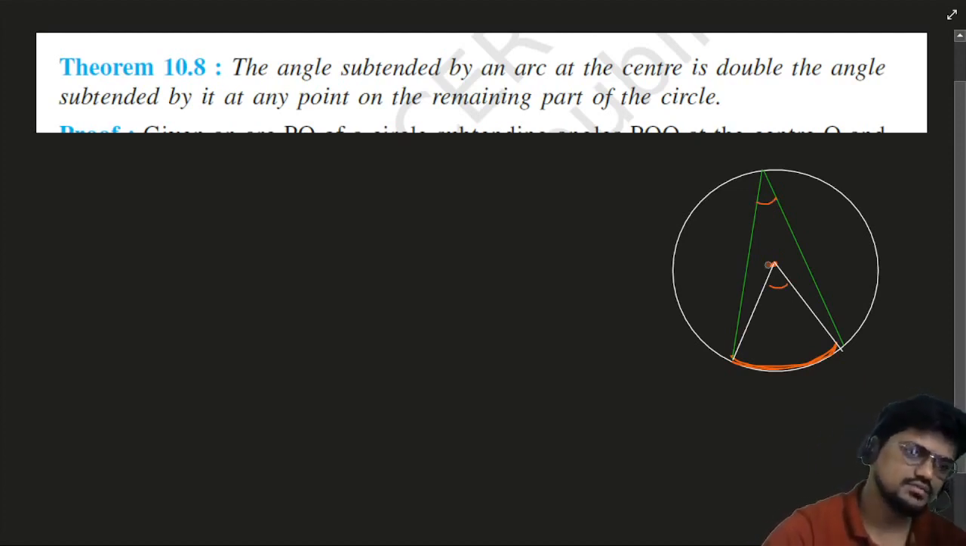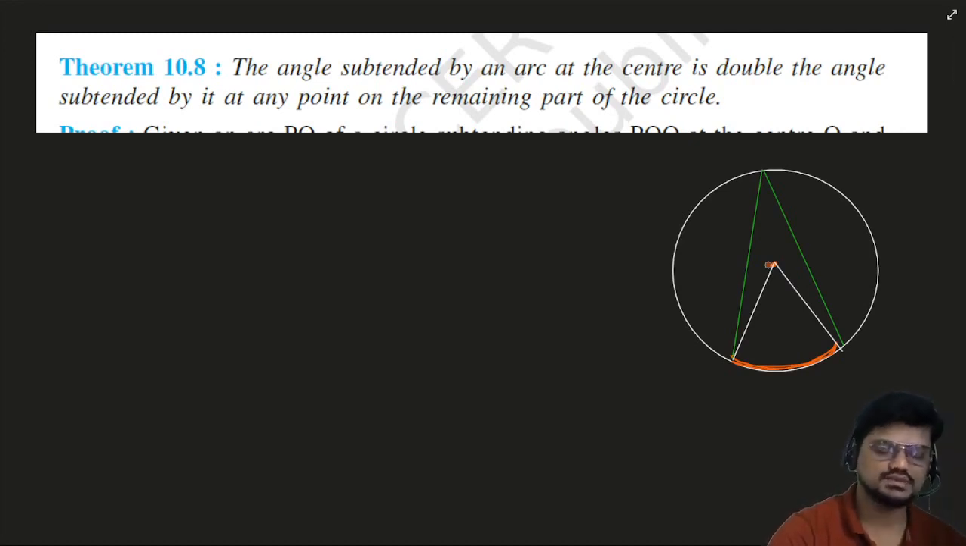What they are saying, are you getting it? What they are saying to prove is that the angle subtended by the arc at the center is twice the angle subtended by the arc at any point on the circle. Got it? The question is understood. Please reply in the chat box, or you can raise your hands. Did you understand the theorem, what it states exactly? Yes.